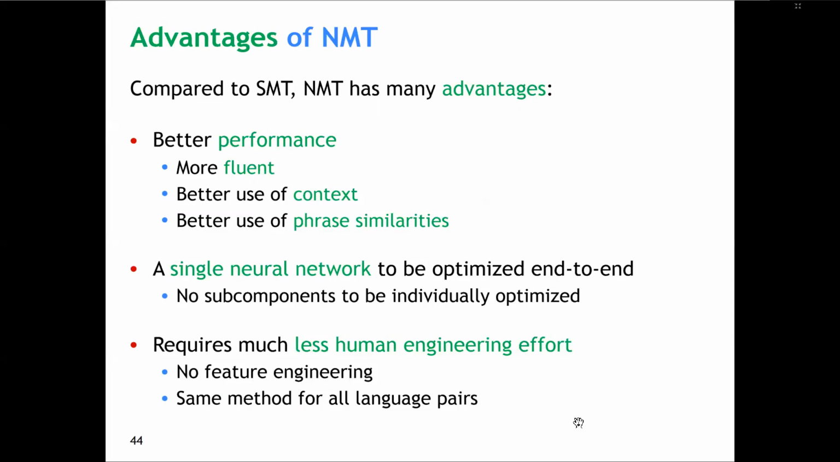And of course, it requires much less human engineering effort. So you don't need to derive what features make sense for machine translation. Right. So it's a kind of universal framework for any pairs of languages, right? Because you can imagine the features for different languages can be different also, right? But instead, using a neural network, maybe we have one solution for all different language pairs.